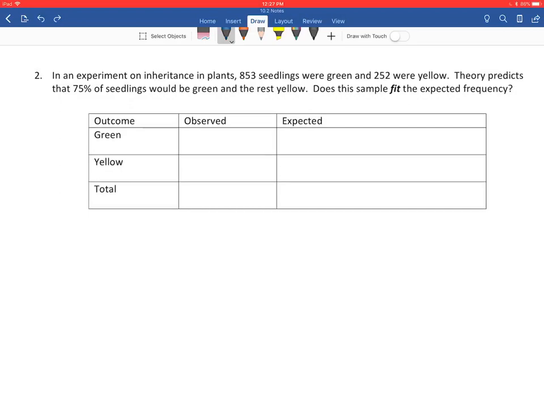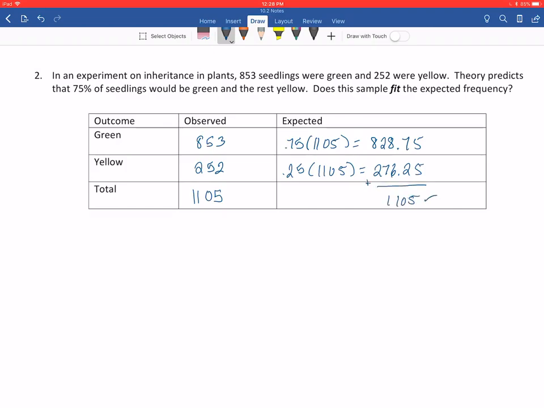Okay, so our observed values are fairly obvious. We can read those right out: we observed 853 green and 252 yellow. If we add that all up, that's a total of 1,005 seedlings. I don't need anything special to calculate my expected values in this case. I just need a quick calculation: if we expected 75% of them to be green and we planted 1,005 of them, I can calculate that really quickly and see that there should have been about 828.75 green. And then the other 25% of them should have been yellow, and that comes out as 276.25. If I add those expected counts up, it checks out that we would end up with the same total.